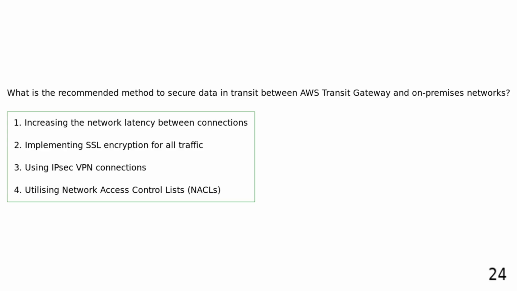What is the recommended method to secure data in transit between AWS Transit Gateway and on-premises networks? Increasing the network latency between connections. Implementing SSL encryption for all traffic. Using IPsec VPN connections. Utilizing network access control lists. The recommended method to secure data in transit between AWS Transit Gateway and on-premises networks is by using IPsec VPN connections, enabling secure and encrypted communication channels for data transfer.